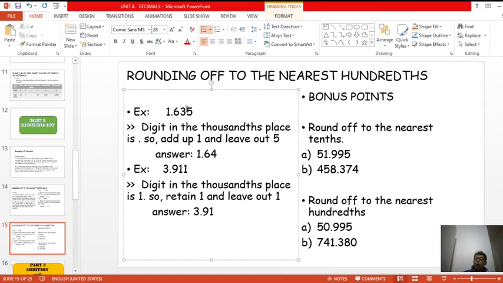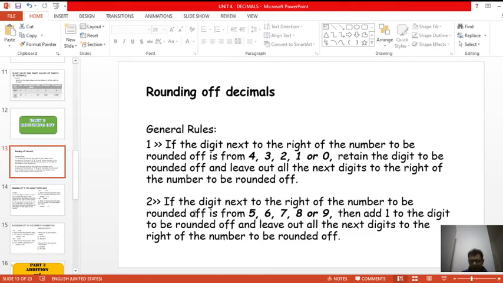But what is our indicator or our clue that tells us whether we need to change or retain the hundreds place? Again, our cue here is in the thousands place. Since what we have in the example is 1.635, 5 falls on what rule? Second rule. See, second rule: 5, 6, 7, 8, 9. So the second rule says add up 1 to the digit to be rounded off.